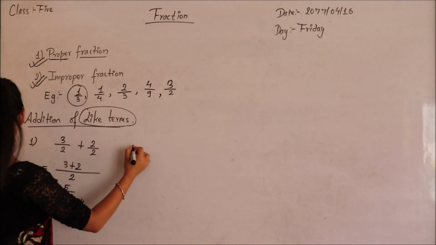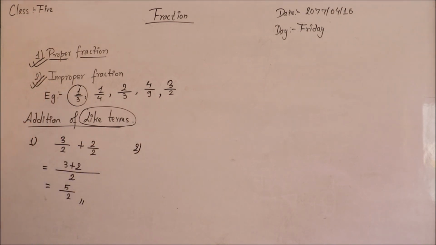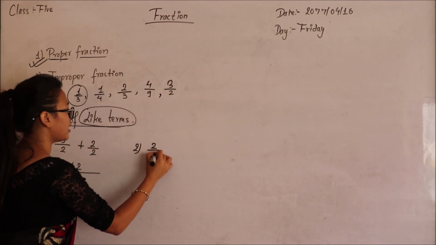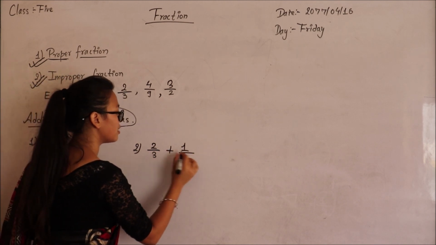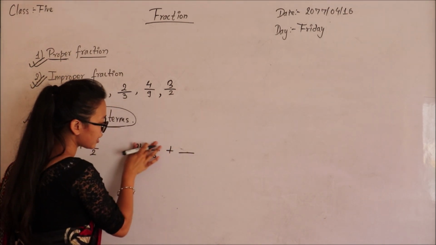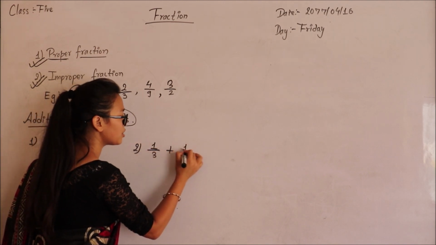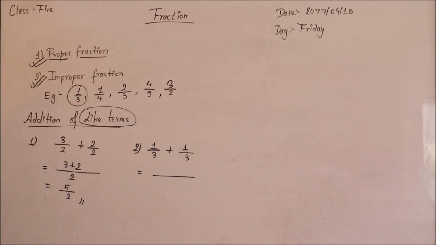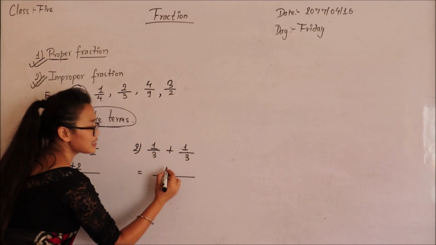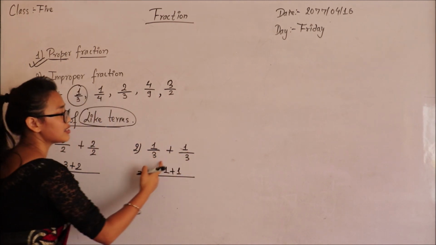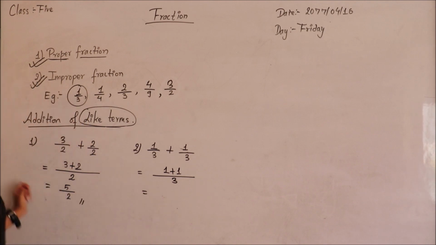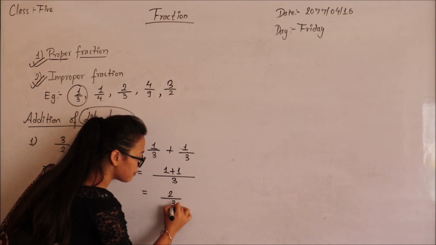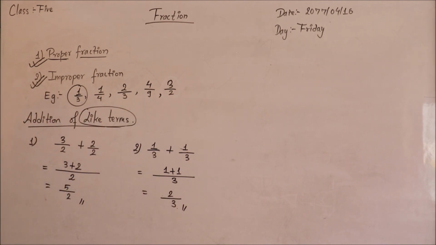Now number 2. Let's take 1 by 3 and 1 by 3. Again, the tricky thing you have to use is the sum of the numerators and the same denominator. So 1 plus 1 is 2, divided by 3. Here is your answer. Isn't this simple?